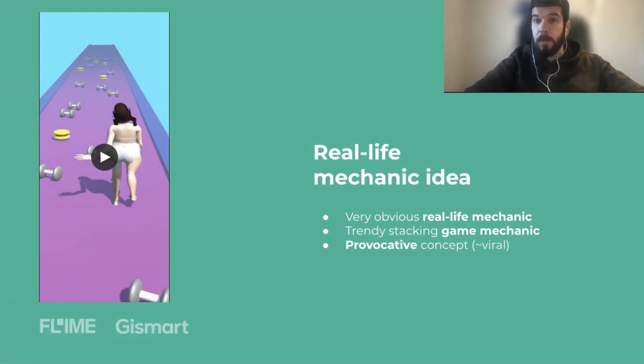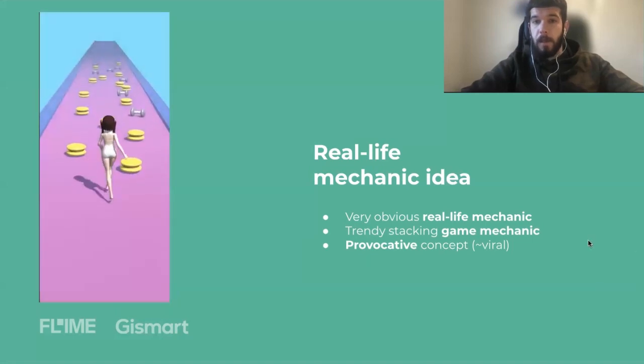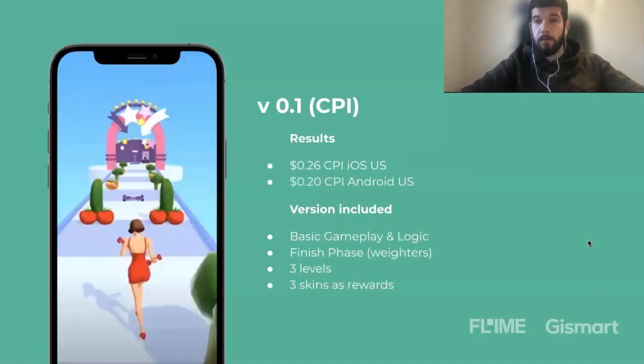And also, as we supposed initially, and as it came out later, the concept itself was provocative. So we proceeded with this concept and after 1 week came out with the first CPI build. It included just a basic gameplay, basic logic, some content like levels and rewards. And we also included a finish phase in this build.